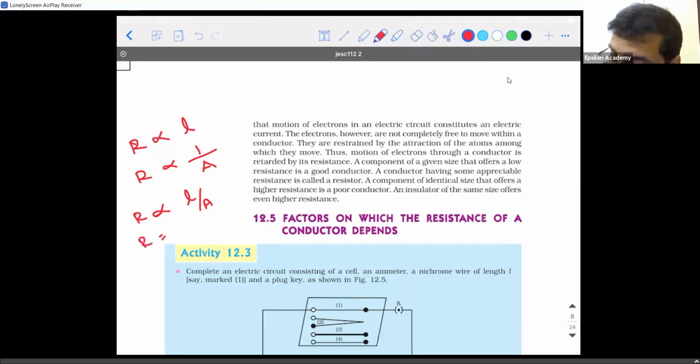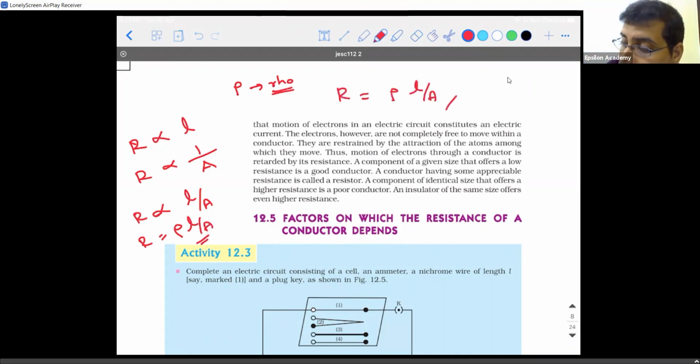Okay. Then R is directly proportional to L by A. Then R is observed to be equal to, this symbol is called rho. You read it as rho. Rho into L divided by A. So it is like this, R is equal to rho into L divided by A. The most common mistake is people will write rho in terms of L. No, R is equal to rho into L divided by A. Is that clear? Where that rho is called the resistivity of the conductor.